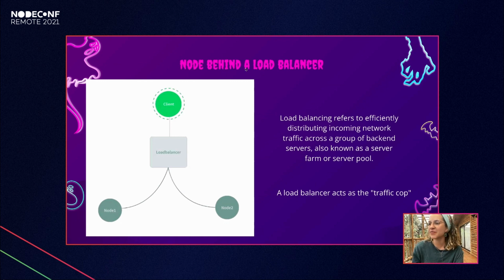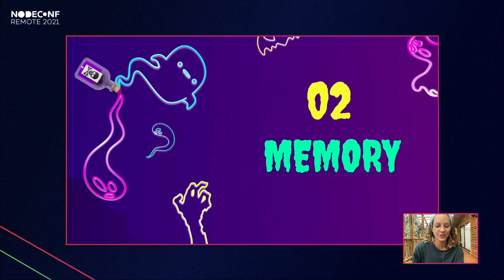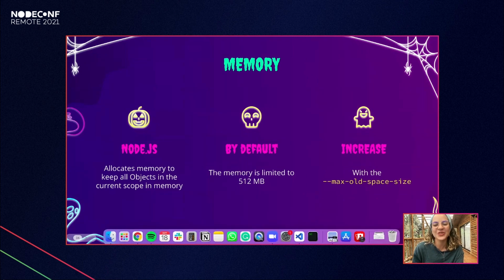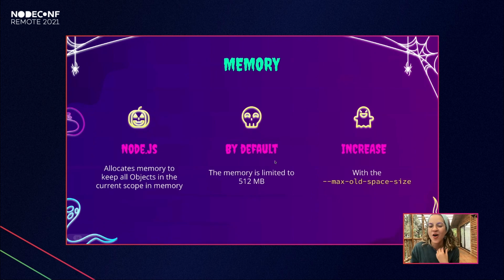Now let's look at memory, our second resource. It's easy to consume large amounts of memory when creating memory leaks and affecting our application. Node.js allocates memory to keep all objects in the current scope in memory. By default, the memory is limited to 512 megabytes, which should be enough. However, this limit can be increased with the max old space flag, as we can see here. And you can increase the memory to 2 to 4 gigabytes.